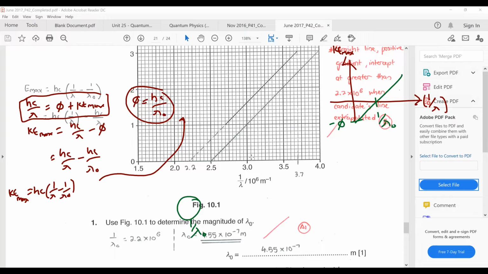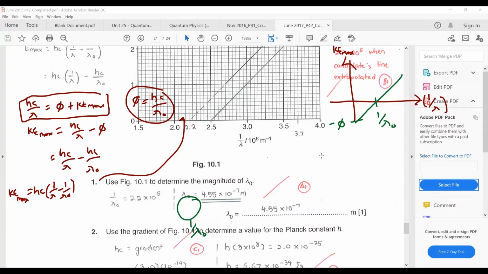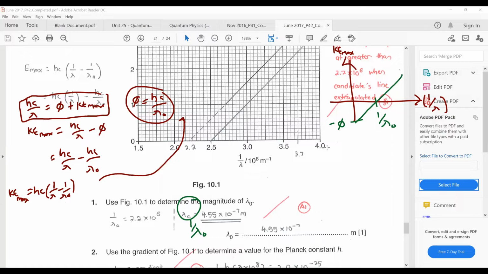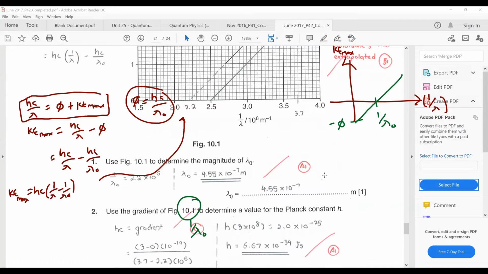Okay. So that one is fine. Then let me just move on. If you're okay with this one, go on to the next question. They tell you to use the gradient to find out a value for the Planck constant h.